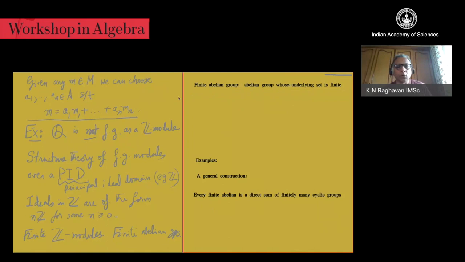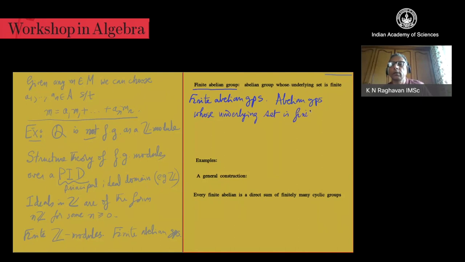So for those who have joined late, you've not missed very much. Okay, we're just going to start here now. I'm going to define the basic objects of this talk, finite abelian groups. These are just abelian groups whose underlying set is finite. As simple as that.